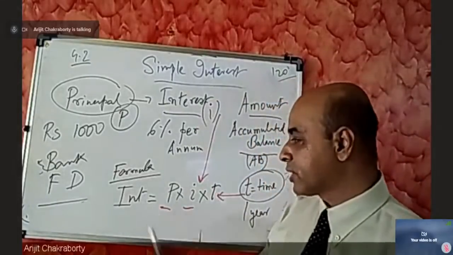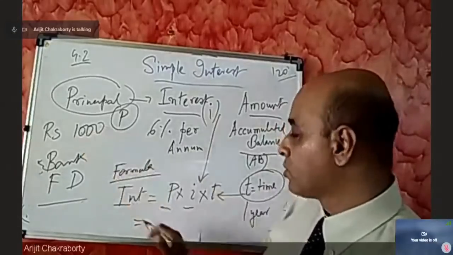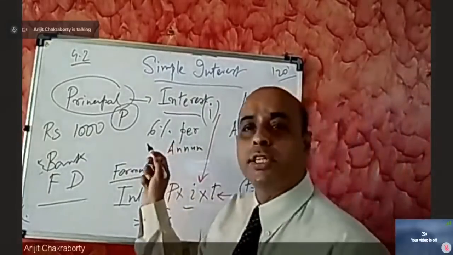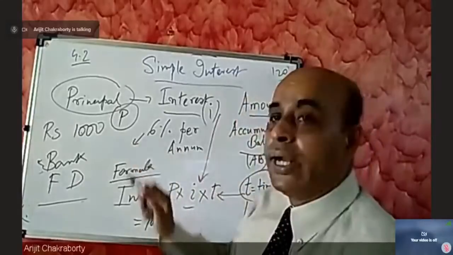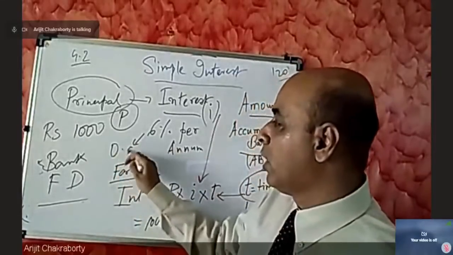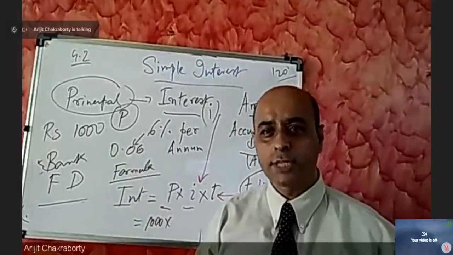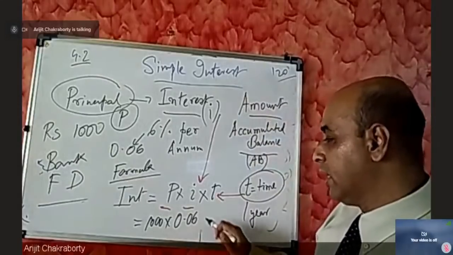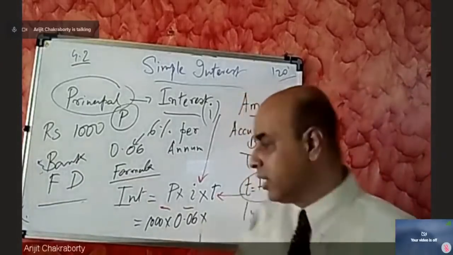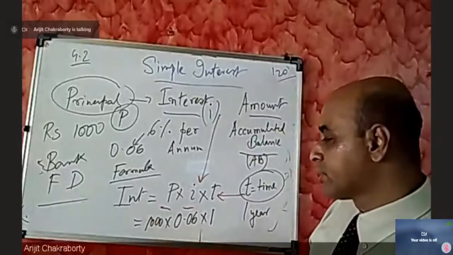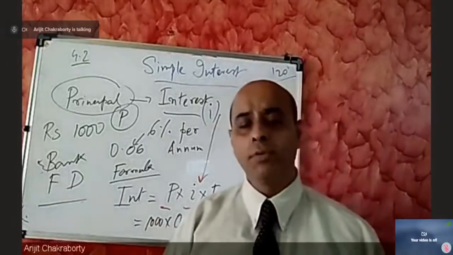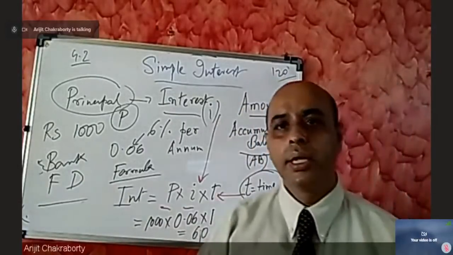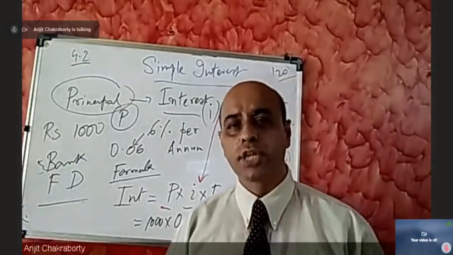So what is going to be the interest here? So interest will be 1,000 into 6%. You know 6% means, if you put it in decimal, it is 0.06. 6% is 0.06. So 1000 into 0.06 into time. The time is 1 year, so into 1. So how much is this? 1000 into 0.06 into 1. Okay, so this is 60. So the interest which I am earning is 60 rupees.